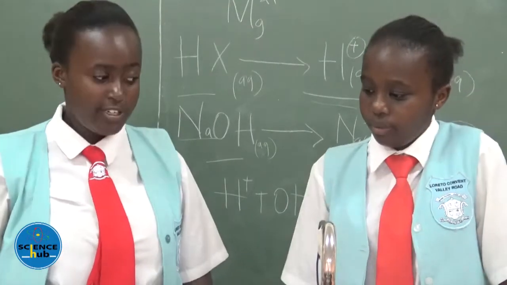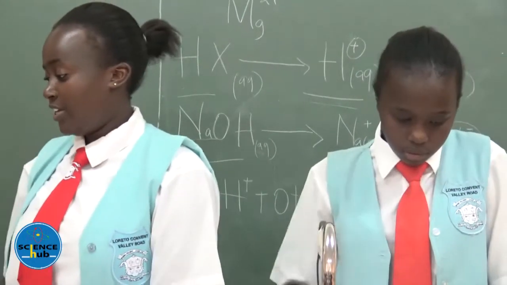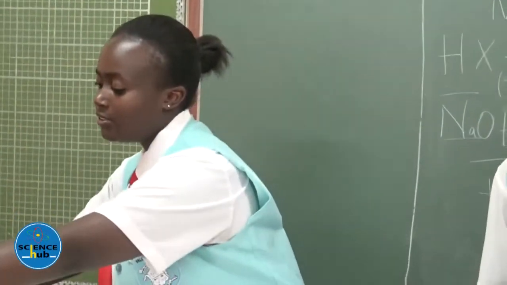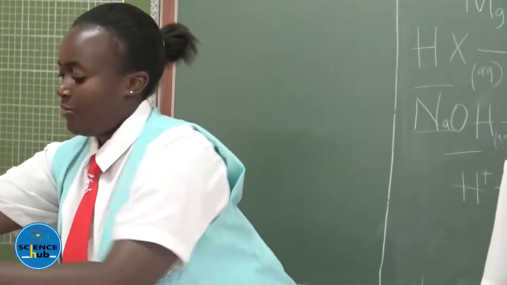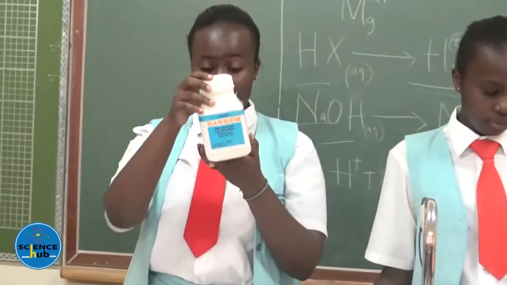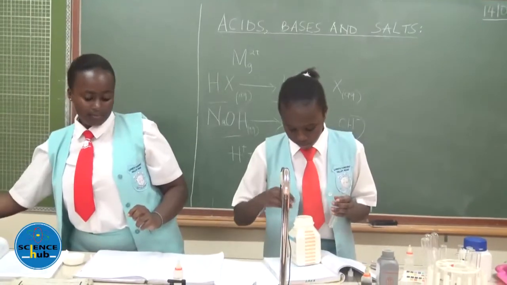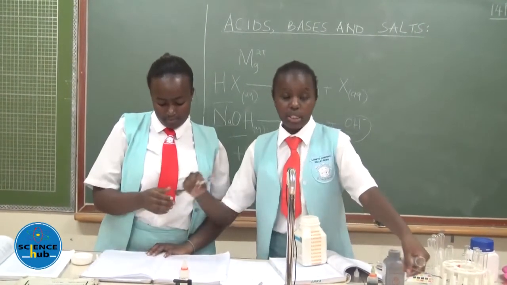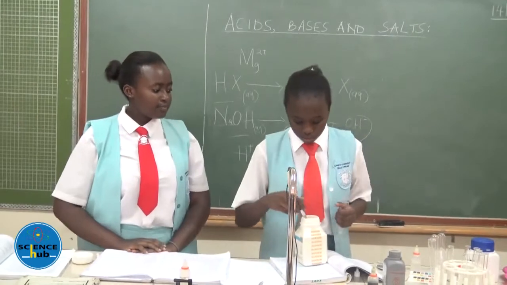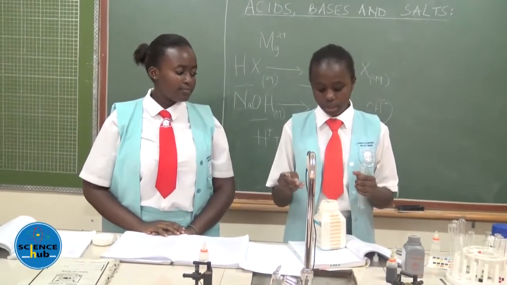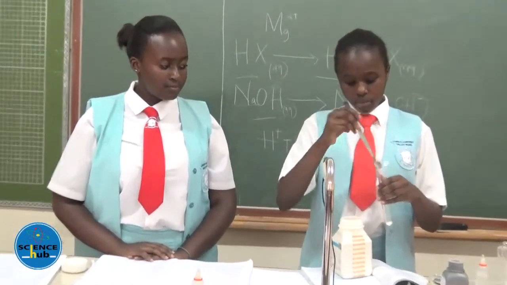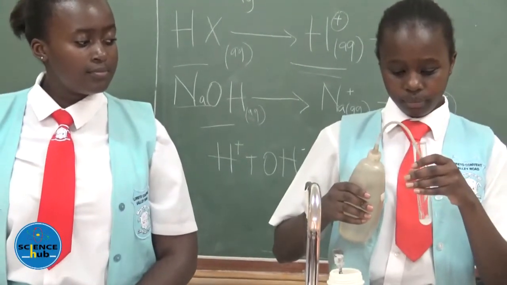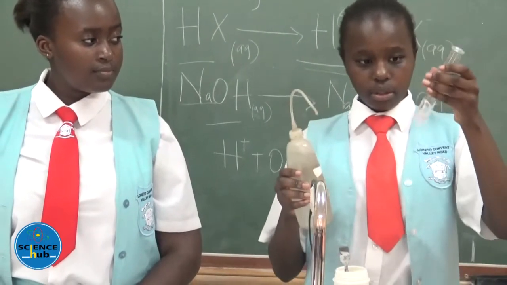So next, we are going to zinc. We are going to take a zinc salt. We are going to use zinc sulfate. So we are going to make a solution out of zinc sulfate, since it's solid, so that you can be able to determine the ions. So you add distilled water and shake the mixture.